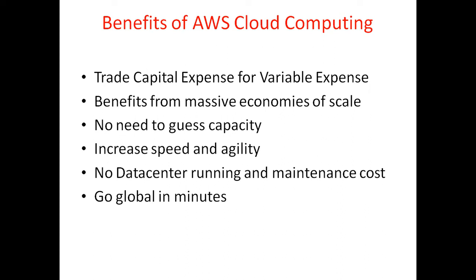The last one is go global in minutes. These AWS services are available across the regions. Okay, different regions throughout the world, and the regions are defined. There are so many regions, so many availability zones, so many edge locations. So you can just choose those services and go global in minutes.